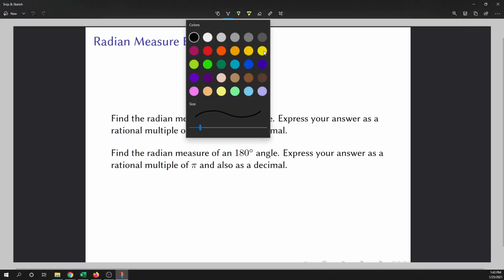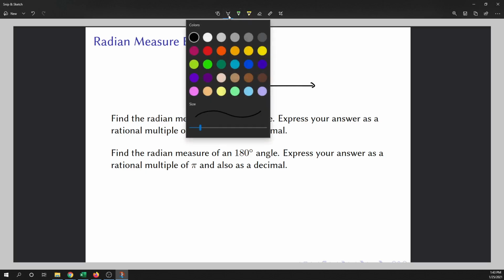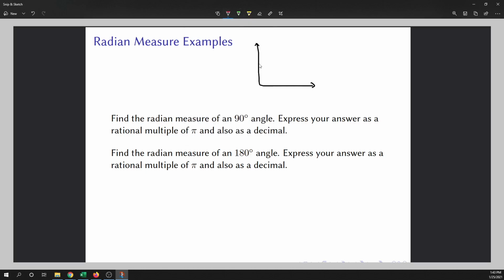So what I'm going to think about is a 90-degree angle, or supposed to be 90 degrees, like this. And I'm going to measure it in radians. So I'm going to put a circle around it. And what I'm going to do is make the circle be radius 1. I can use any radius I want to. We just talked about that previously. And so I'm going to use radius 1.